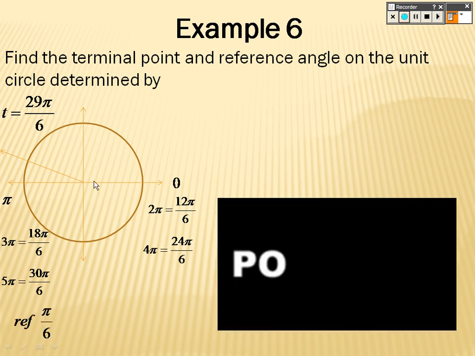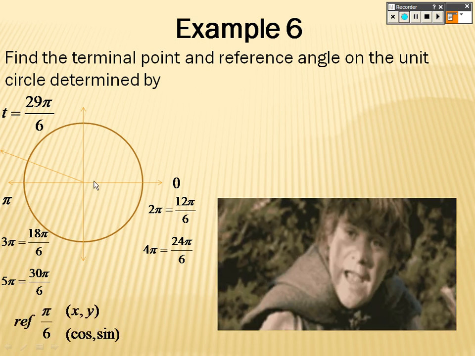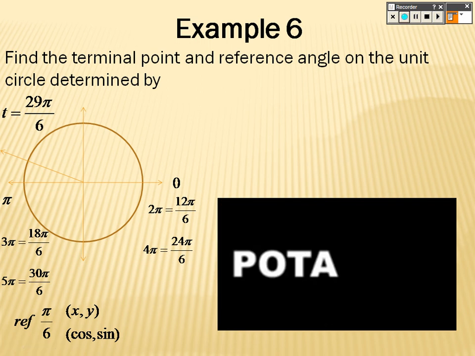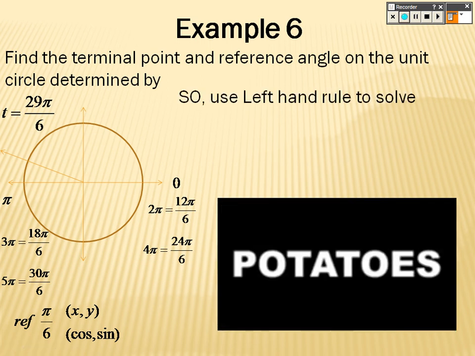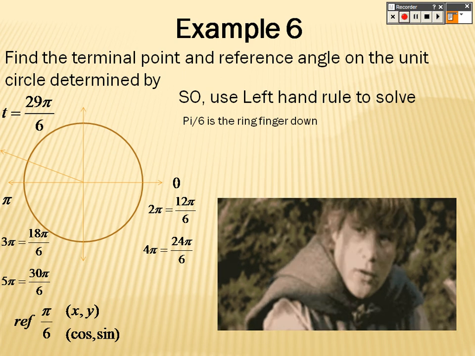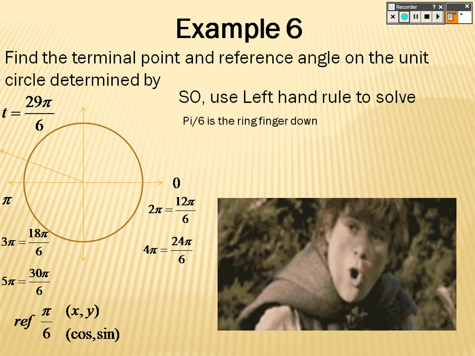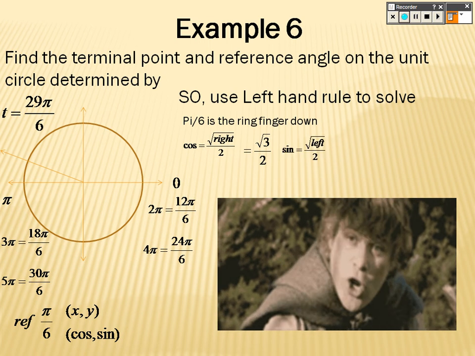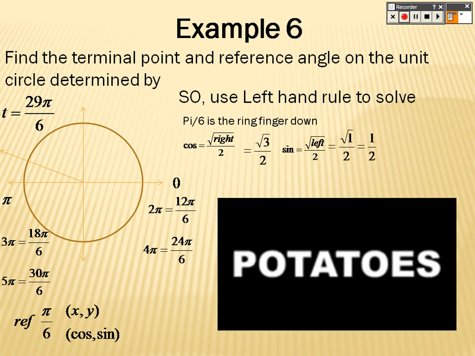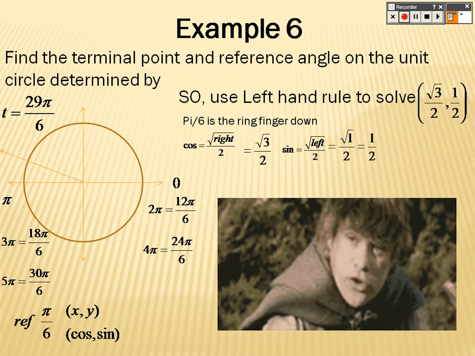So now that I know the reference angle is pi over 6, and I know that cosine is x and sine is y, so no problem. Now I just need to figure out, well, pi over 6 is the ring finger. So square root of the right is 3 fingers to the right, so it's root 3 over 2. Square root of the left is 1 finger, so that's 1/2.